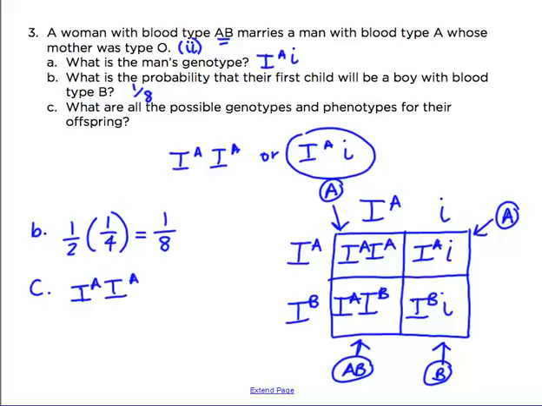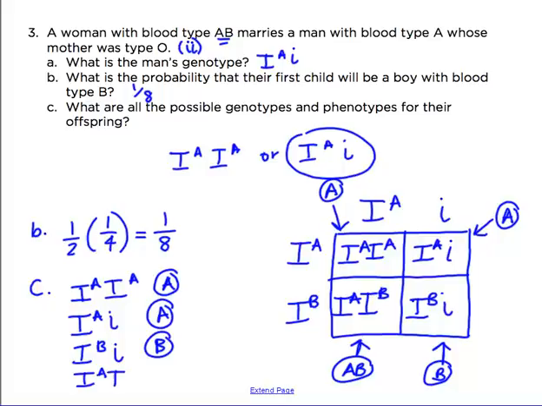And this is phenotypically type A. Then you have big I^A, little i, again type A. Big I^B, little i, is type B. And big I^A, big I^B, is type AB. So these are all the genotypes and phenotypes of their possible offspring.